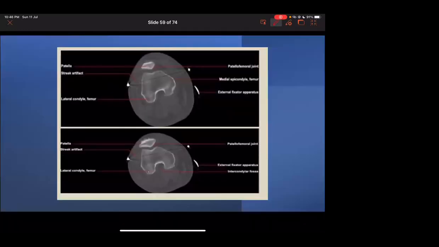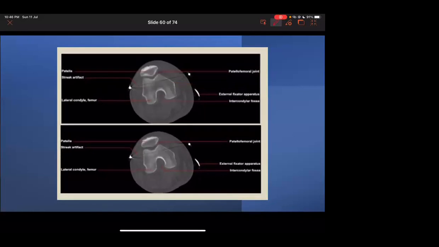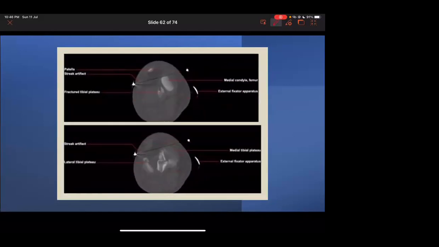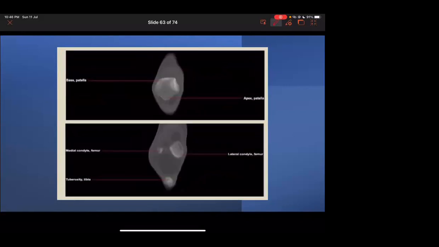These axial cuts of CT scan show the patella, the lateral condyle of the femur, the medial condyle of the femur, and the intercondylar notch. This shows the patellofemoral joint. This is the medial condyle of the femur. This is the patella, the base, and the apex.